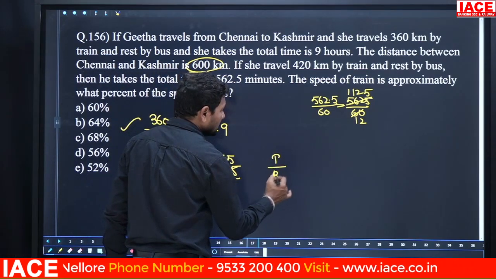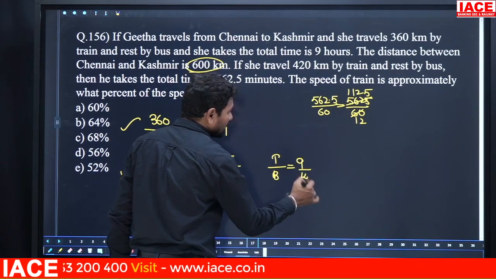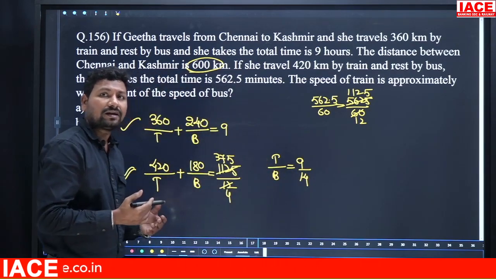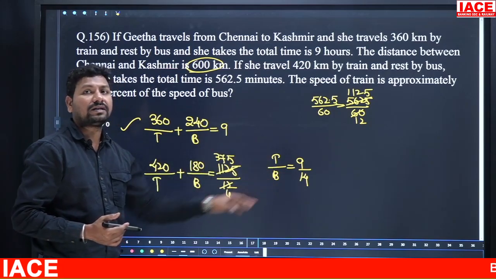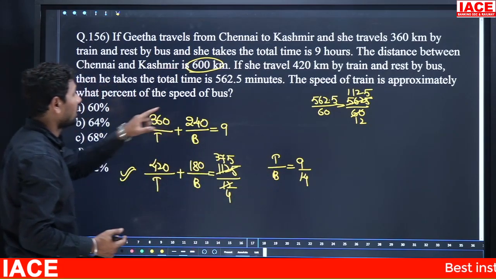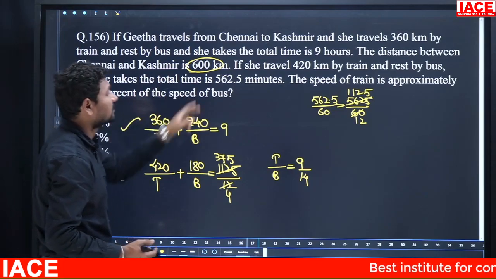Then t by b is equal to 9 by 14. You will get the t value and the b value. Once you substitute, you get t by b equal to 9 by 14. The speed of the train is approximately what percentage of the speed of the bus?